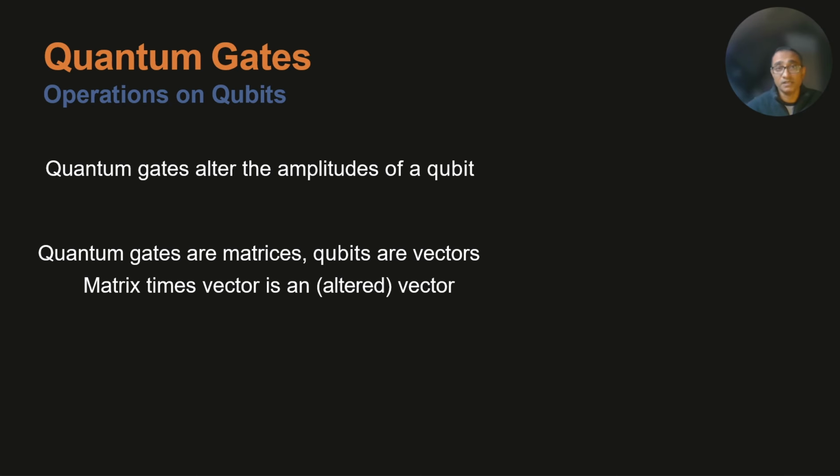So quantum gates are matrices, and qubits, as we have also seen before, are vectors. Now, if you multiply a matrix with a vector, you get what is called an altered vector. That is what we are talking about in terms of altering the amplitude. And in terms of vectors, besides amplitude, we can also alter the phase or the direction of the vector. That's why we get an altered vector.